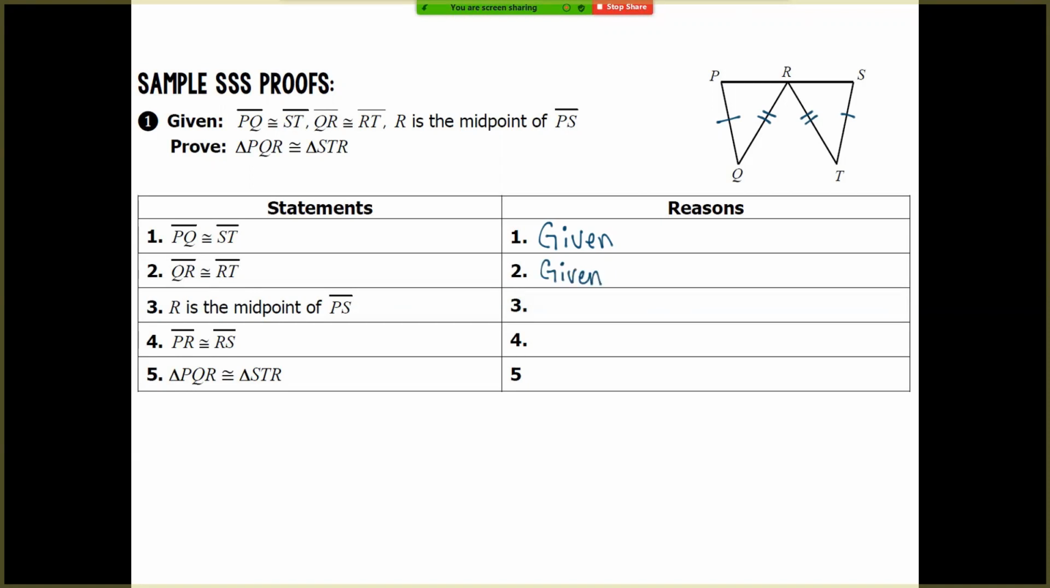Statement number 3, we have R as the midpoint of PS. That was given to us. So that came from our given line. That tells us that since R is the midpoint of PS, a midpoint creates 2 equal or congruent segments. So that tells us that PR is congruent to RS by the definition of a midpoint. And therefore, we know that these two triangles are congruent. We've proved that we have 3 pairs of congruent sides. So we can prove these two triangles congruent by side, side, side.